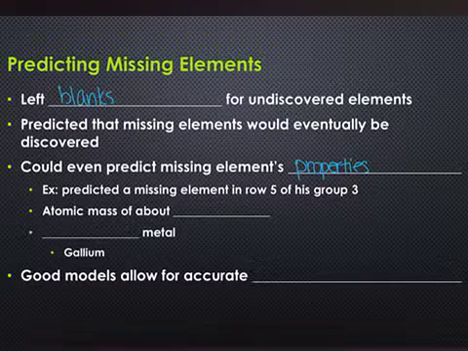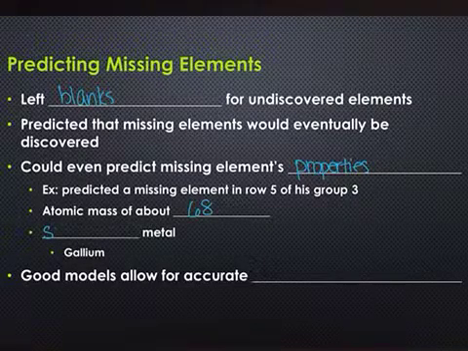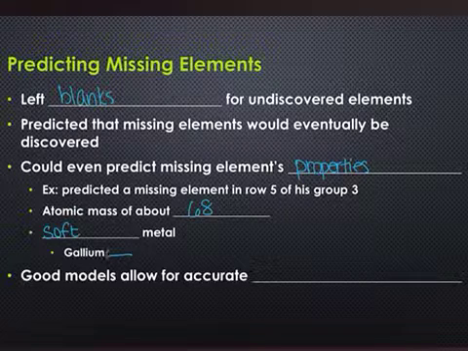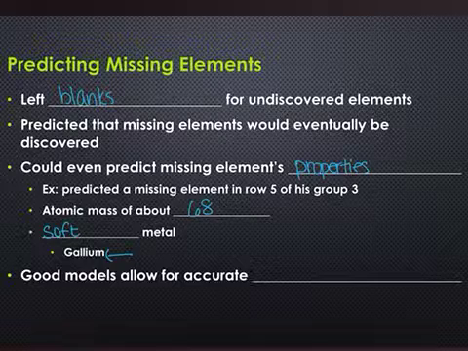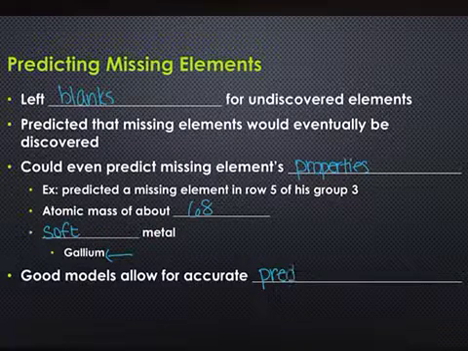So for example, he predicted that a missing element in row 5 had an atomic mass of about 68, and it was a soft metal. And eventually, when gallium was discovered, he was found to be correct. This is an example of a good model, because good models allow for accurate predictions.